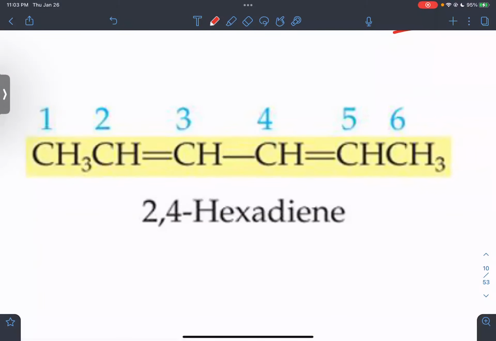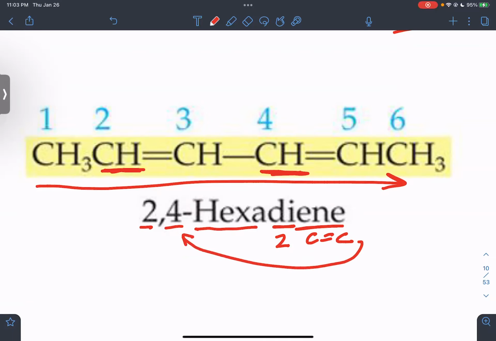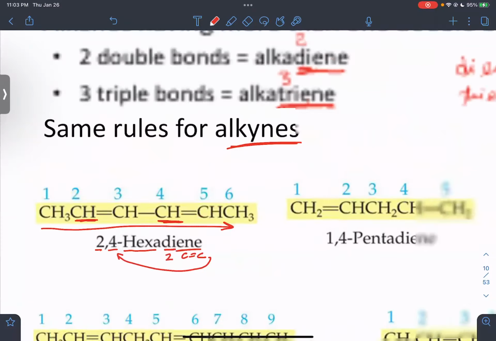All right. So if we look here, I'm going to assume you know how to number them. You know how to find your parent. You know how to number them. So I look here and I have carbon 2 that's participating. It's the first carbon coming in this direction. It's the first carbon that participates. And then carbon 4 also is the first carbon that participates. So we would say 2, 4. It's 6 carbons long, so that's the hexa. And then the di is telling me I have 2, and the E says double bond, carbon double bonds at 2 and 4. So 2,4-hexadiene.